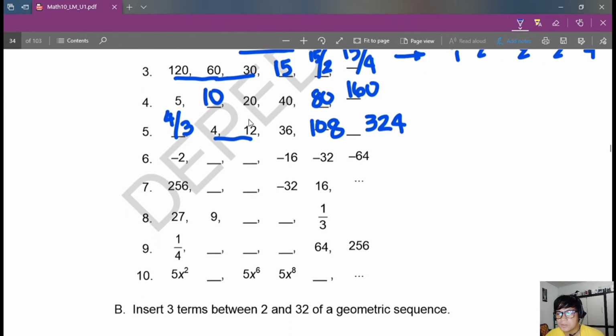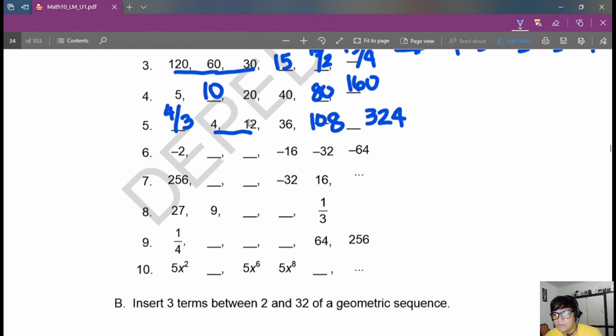Okay, next we have ito, the common ratio. Hindi pa tayo naka-move on sa common difference na. So, the common ratio here is negative 32 divided by negative 16, that's 2. So, we will multiply, the common ratio is 2. So, negative 2 times 2 is negative 4. Negative 4 times 2 is negative 8. Negative 8 times 2 is negative 16. Negative 16 times 2 is negative 32. Negative 32 times 2 is negative 64.